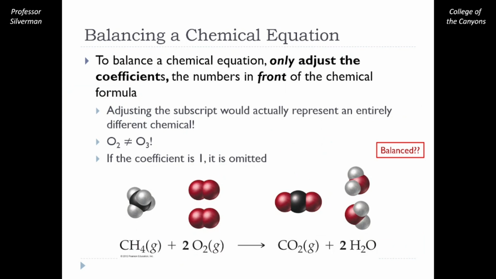To fix this, we can adjust what we call coefficients. We put numbers in front of our chemical formulas to show the amount of those chemicals. Here we put the number 2 in front of this oxygen to show that we have 2 of that entire molecule in front of it. Likewise, we put a 2 in front of this water, H2O, to show that we have 2 of this entire molecule. Now we can count up our atoms and see that we do have the same amount of each before and after this reaction.